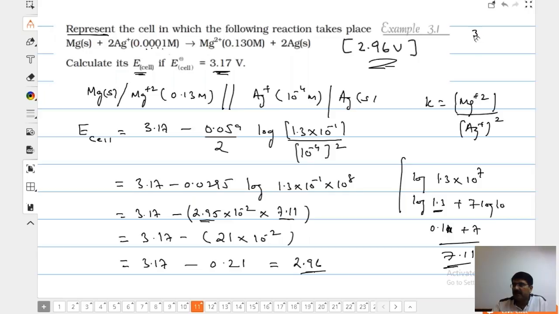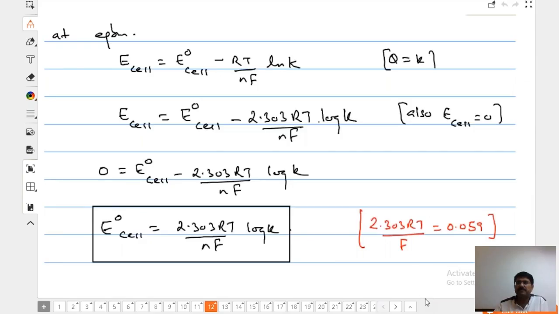Okay, bachcho? Now, at your board's level, leave aside anything, I expect around 35 marks of numericals can be there. So be prepared, the whole chemistry. This is NCERT, the question number is Example 3.1. Okay. Done. Let us move ahead.